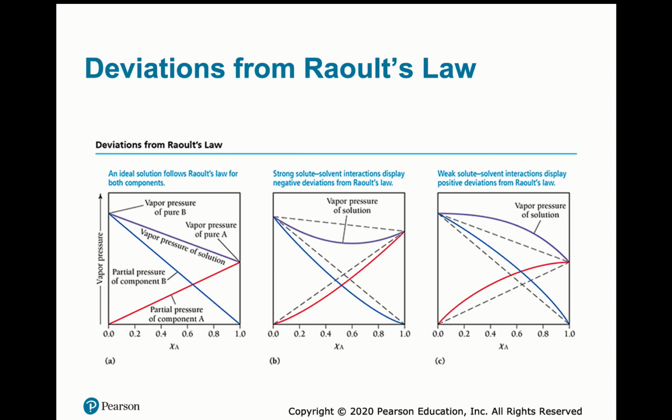If there are stronger interactions, there's going to be a deviation. It's going to be lower than the ideal. If the interactions are weaker, the vapor pressure is going to seem to be higher than it would normally be. Then it would be a deviation from the ideal, is what I mean.